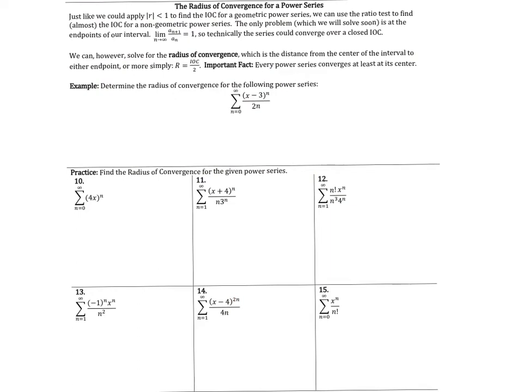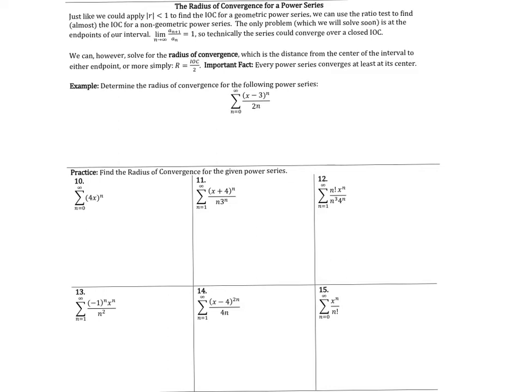So in Unit 7, we looked at a geometric power series where we had a ratio that could be represented geometrically, and we set the absolute value of that ratio to be less than 1 so that we could identify the interval over which there was convergence. We're going to approach this in the same way. We are going to use the ratio test to find the interval of convergence for a non-geometric power series.